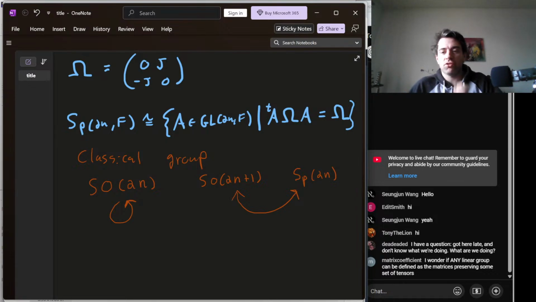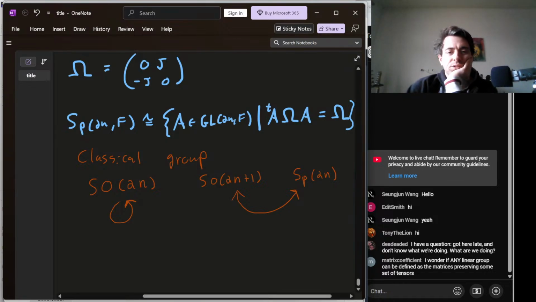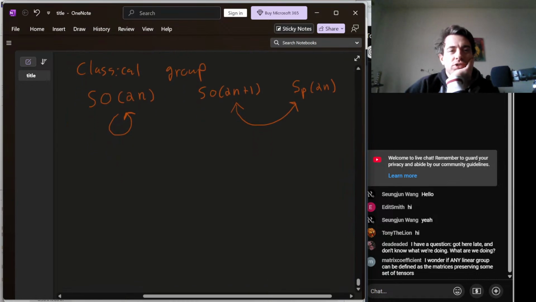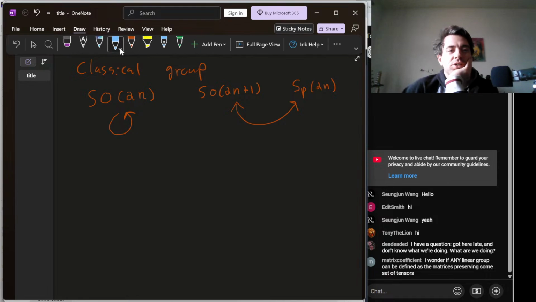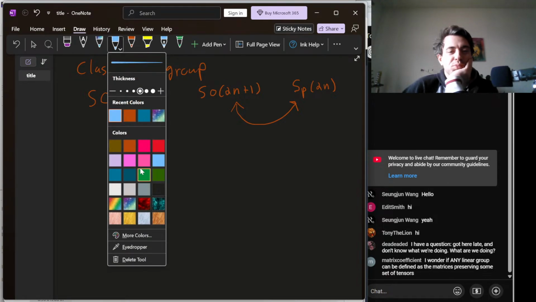Probably because here's a great isomorphism. That's maybe something I should make a list of too. What are my favorite isomorphisms? I don't even know. What's a good color?